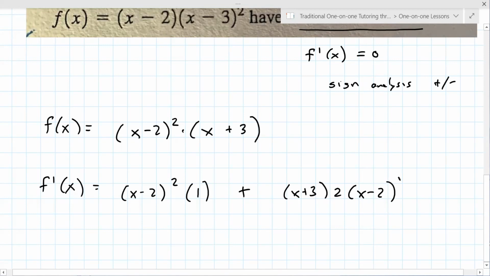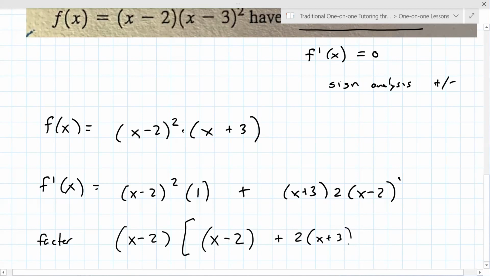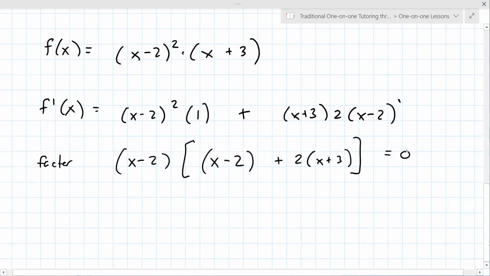And again, you factor here. You are setting it equal to 0, but you need to factor. So you can take out an x minus 2. That leaves you with x minus 2 plus 2 times x plus 3. You set these both equal to 0. So this time you actually do have to solve them. So x equals 2, and this one also equals.